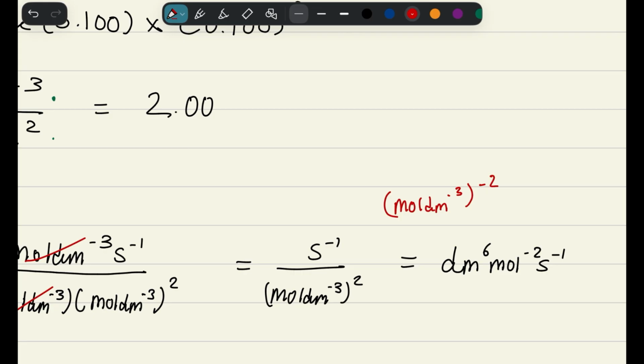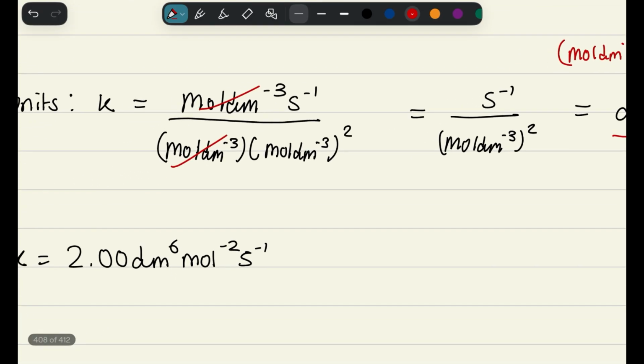So then we just times everything in the bracket by minus 2. So that's why now minus 3 times minus 2 is 6. So dm to the power of 6. And then the mole is now just going to be to the power of minus 2. And then you have second at the top. Don't need to do anything with that. S to the minus 1. So this is typically how you're going to leave your units there.